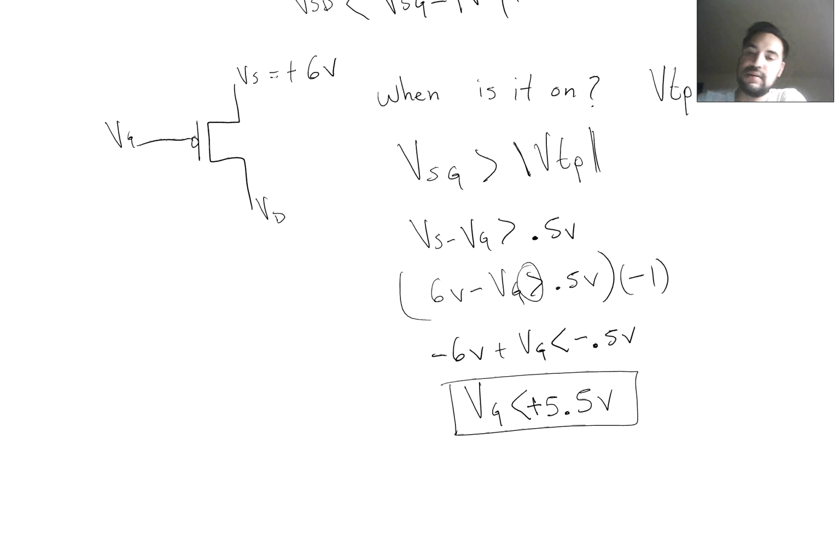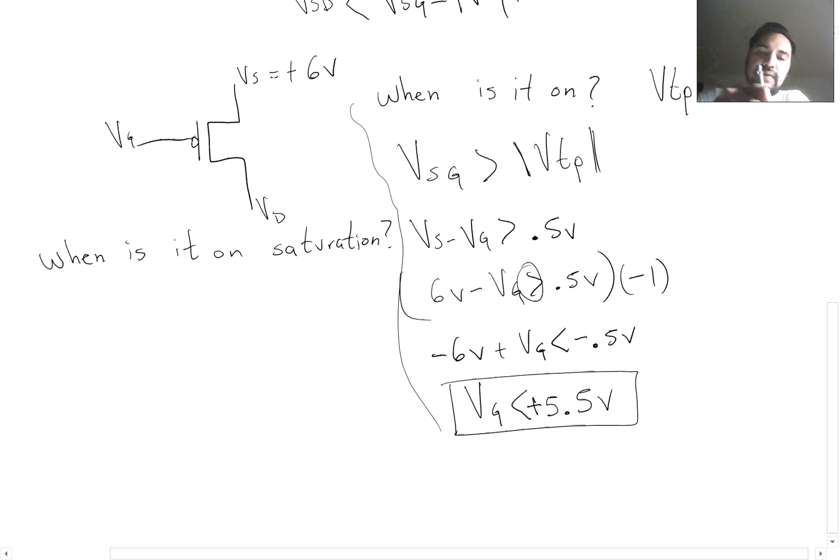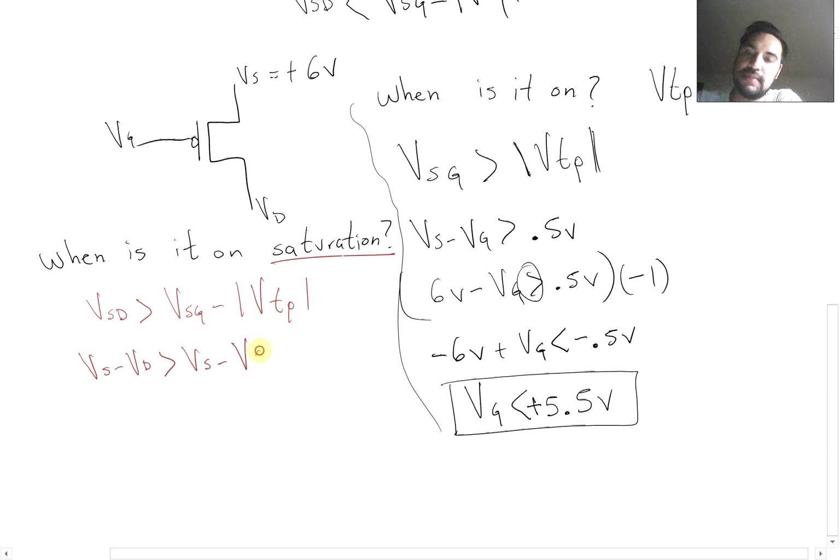Okay, so now let's do when is it on saturation. Let me do a different color right here. When is it on saturation? So we know that VSD has to be greater than VSG minus the absolute value of VTP. So it's going to be Vs minus Vd has to be greater than Vs minus Vg minus the absolute value of 0.5.